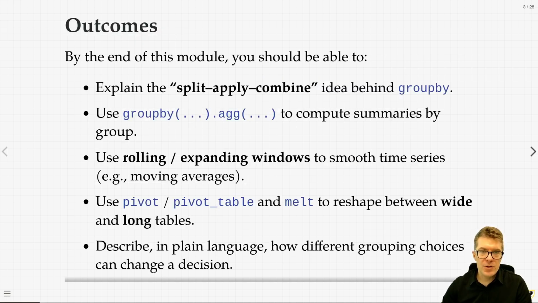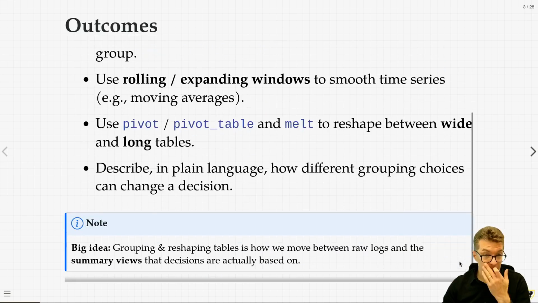By the end of this module, you should be able to explain the split, apply, combine idea behind the groupby function. You can use groupby.agg to compute summaries by group. You'll be able to use rolling or expanding windows to smooth out time series as moving averages. You'll be able to use pivot or pivot tables and melt to reshape between wide and long tables. You'll be able to describe in plain language how different grouping choices can change a decision, and you can see how this is going to be a pretty packed, although somewhat short, module.